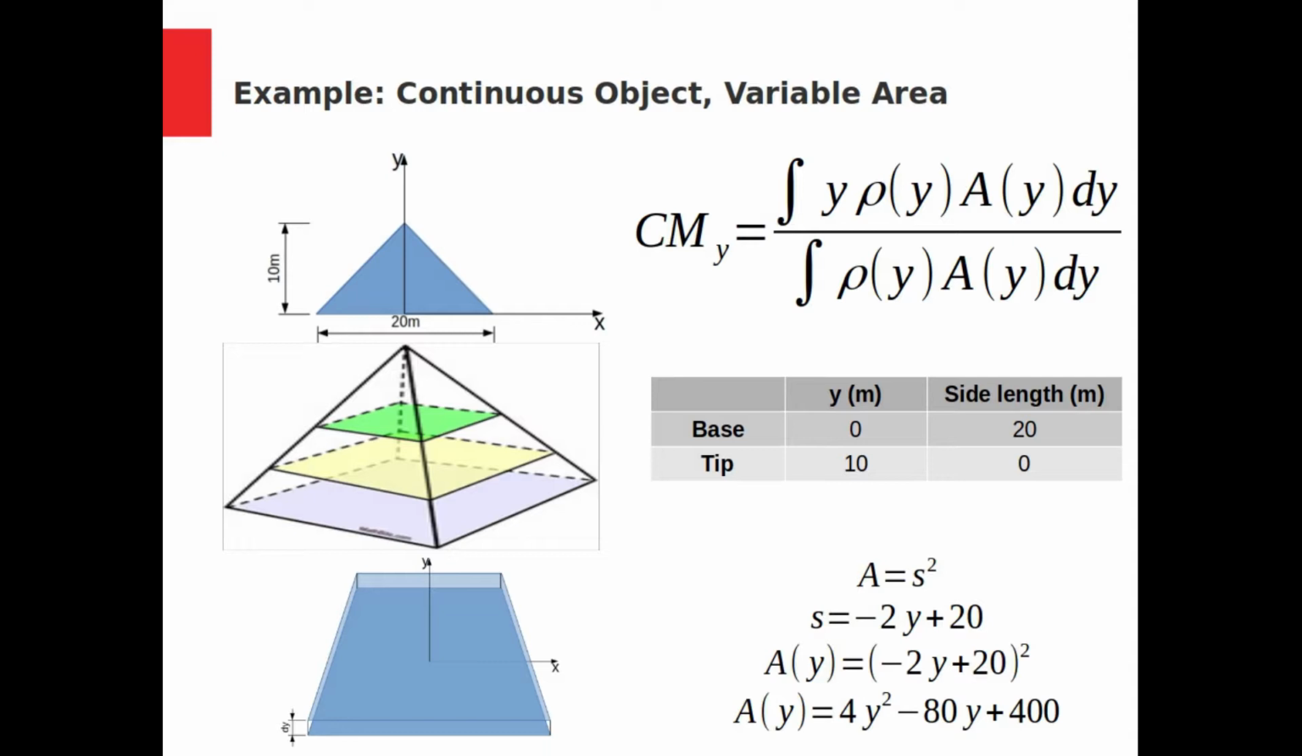Since the side length decreases linearly from the base, where y equals 0 and the side length equals 20, to the tip, where y equals 10 and the side length is 0, we can work out a linear equation for the side length as a function of y. We see this in the third equation from the bottom. The side length for any height is equal to negative 2y plus 20. We square the side length to find the area of each slice, and then we use this in the center of mass formula.